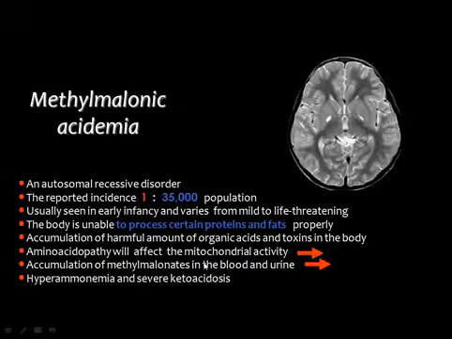The body is unable to process certain proteins and fat, and this will lead to accumulation of harmful amounts of organic acids and toxins in the body. This amino acidopathy will affect the mitochondrial activity, leading to accumulation of methylmalonates in the blood and urine, and this will result in hyperammonemia and severe ketoacidosis.